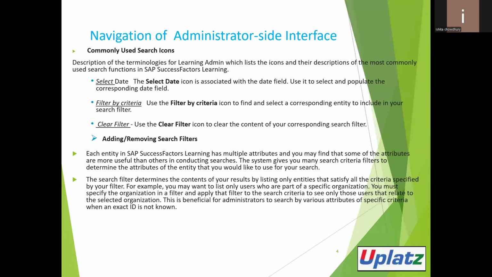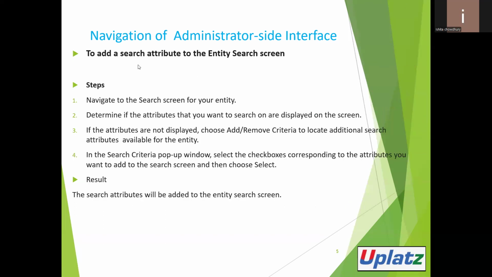Apart from that, it is useful in many other forms. It gives more search criteria filters to determine the attributes of the entity that you would like to use for your search. Okay, next, to add a search attribute to the entity search screen, what are the various steps to add a search attribute to the entity search screen?